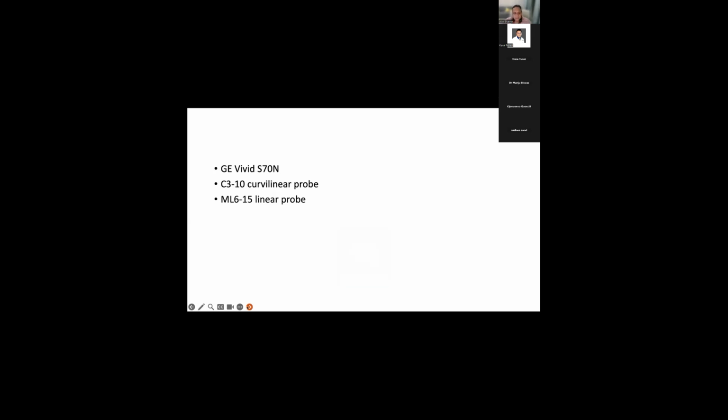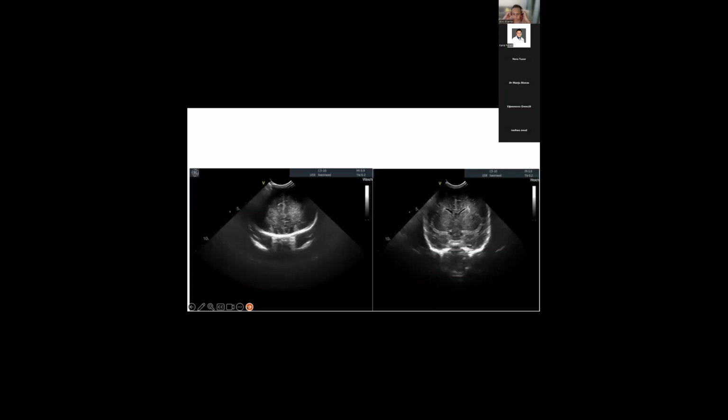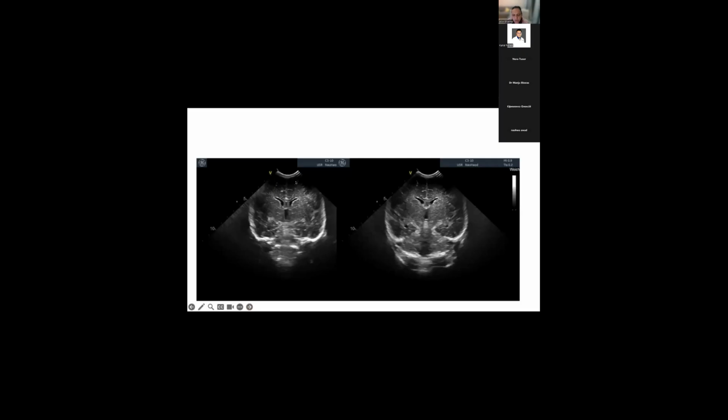Okay, that's good. So I used the GE machine, C310 curvilinear probe for the standard views, and in my institution we use the linear probe for the sagittal sinuses. These are the first two images, like the interhemispheric fissure, orbits and the frontal white matter, and then the second image with the anterior horns, the Sylvian fissures and the temporal lobes. Beautiful images.